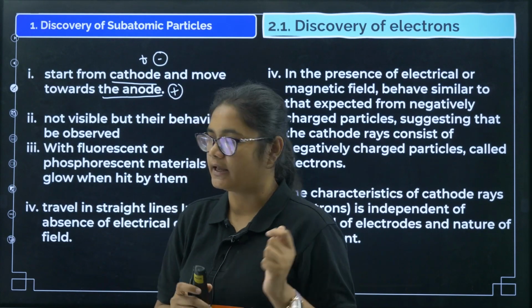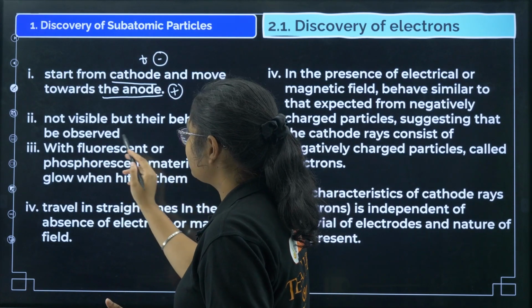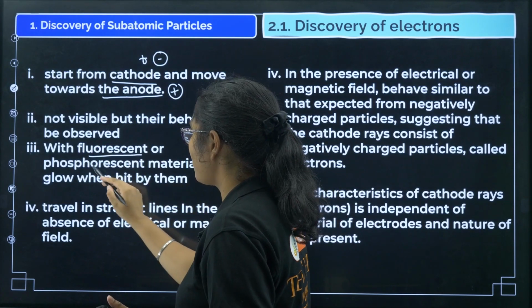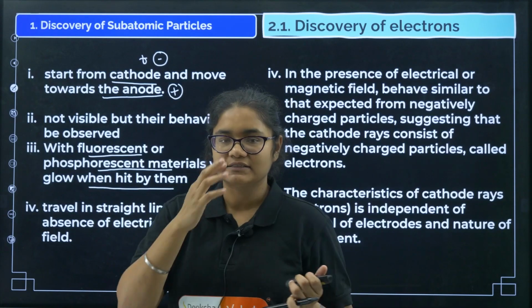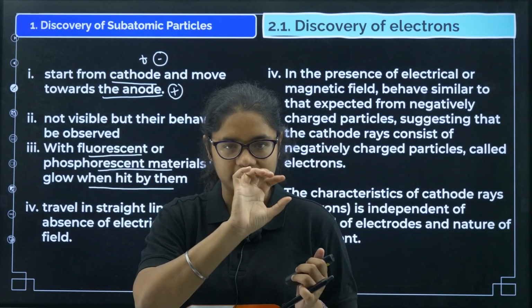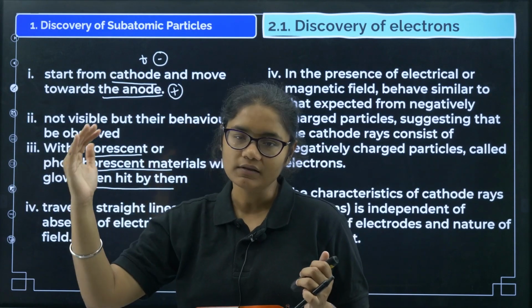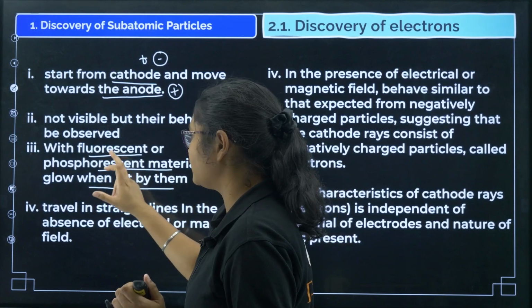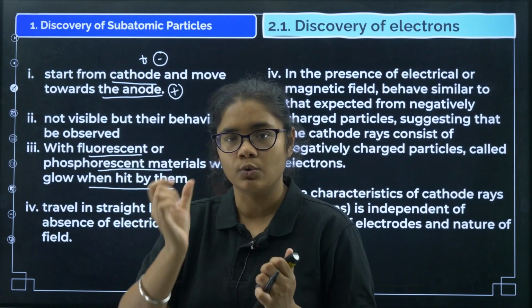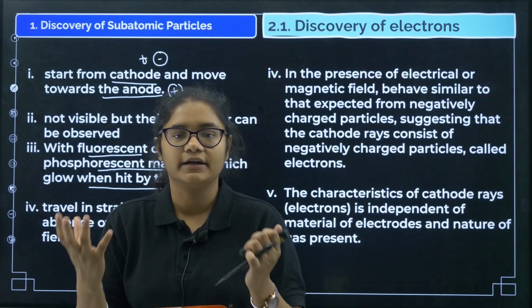Okay, first point clear. Next, they are not visible, but their behavior can be observed with fluorescent or phosphorescent material, which glows when hit by them. Sometimes it was not visible on the way, but when the glass tube was lined, or coated, with any fluorescent or phosphorescent material, it started glowing.